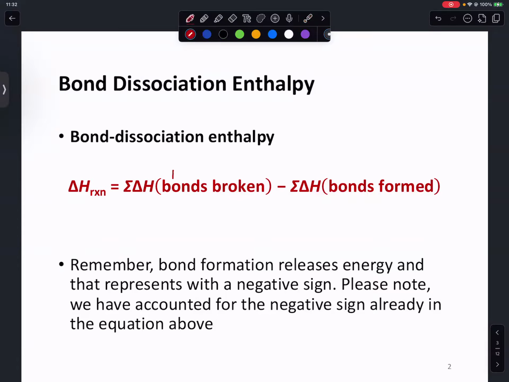So these are reactants and these are products. Now, note that bond formation releases energy, which is a negative sign because it's an exothermic process, but this has already been accounted for in this particular negative sign, so you do not need to add a negative sign, okay? And double check with Dr. Jensen and I, but I believe you will need to memorize this formula.